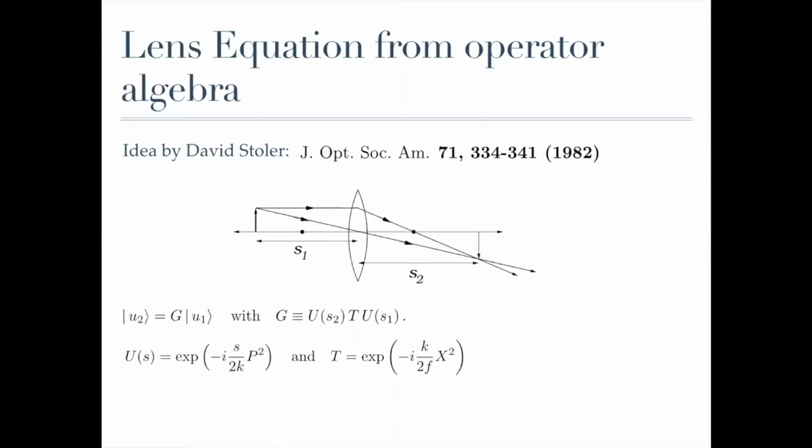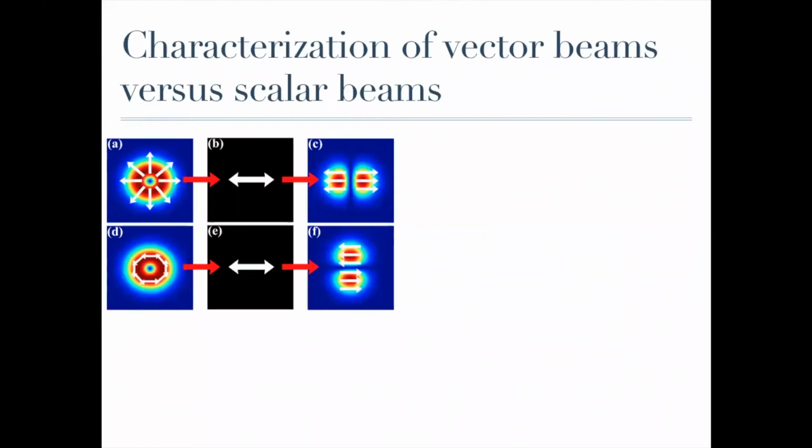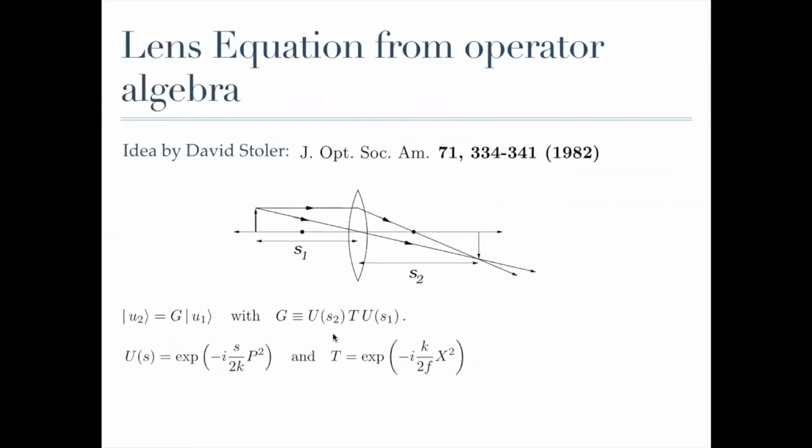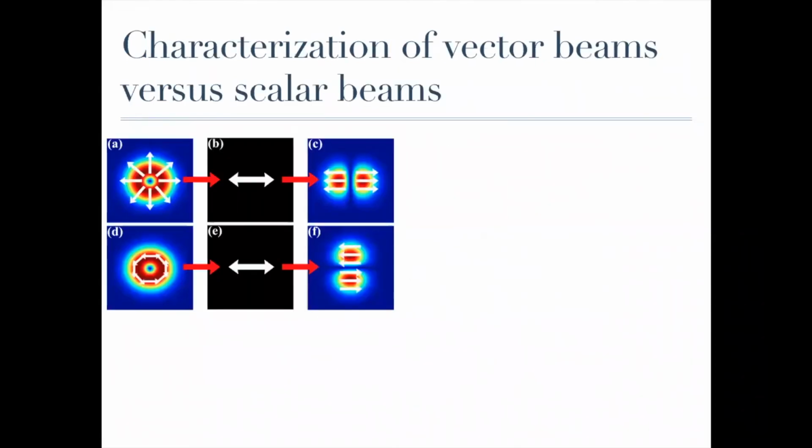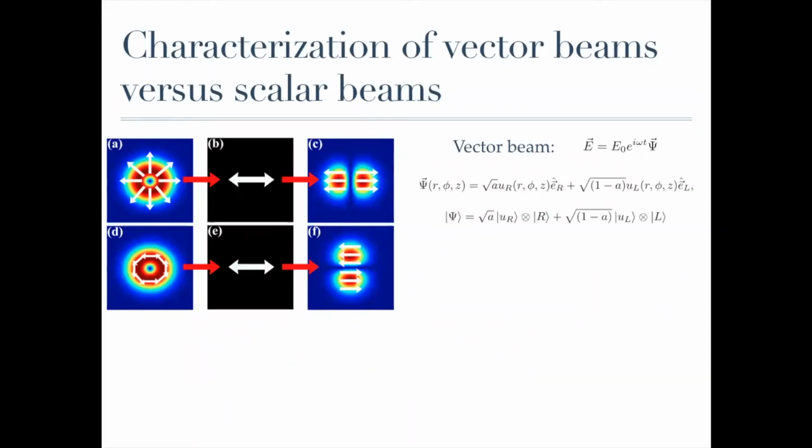Okay, then one can use this to calculate things in optics. For example, we can derive the lens equation using operator techniques. I don't want to go into it. And we can use the knowledge that we now have to characterize vector beams. I just want to shortly show this.